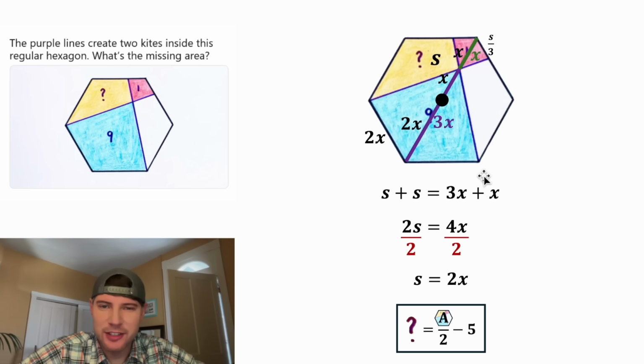And now let's clean things up a little bit. We don't need this S. This X is redundant. And for now, since we have an X and a 2X, this 3X is also redundant.